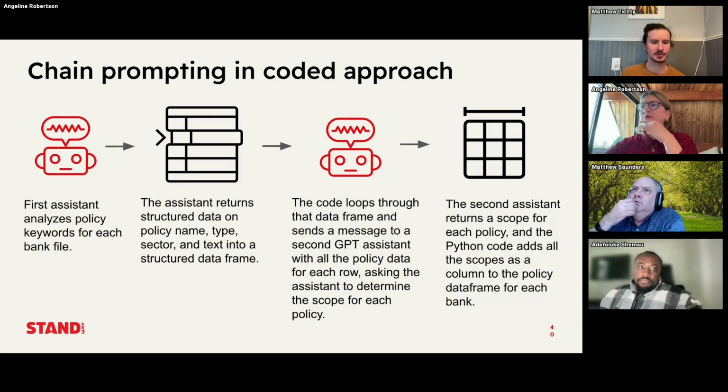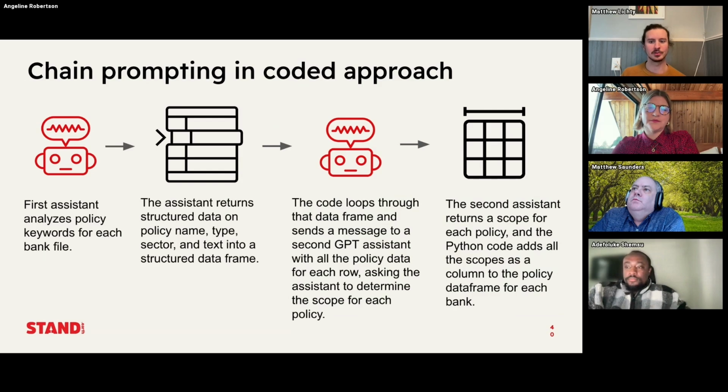Chain prompting is passing the response of one query into the instructions for the next. The first assistant analyzes policy keywords for each bank file. The assistant returns a structured data frame on policy name, type, sector, and text, but not scope yet. Then the code loops through that data frame and sends a message to a second GPT assistant with all the policy data we have now for each row, this time asking the assistant to determine only the scope for each individual policy. The second assistant returns a scope for each policy, and the Python code adds all the scopes as a column to the policy data frame that we already have for the bank.